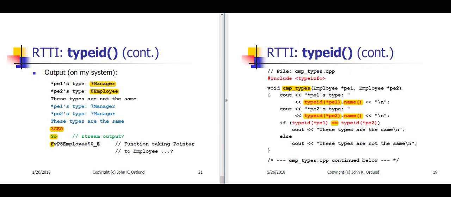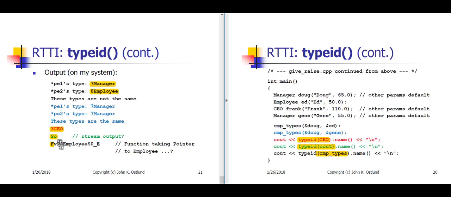Let's see if that's true. Yes, indeed. CMP types returns void. And as its first argument, it's apparently taking a pointer to an employee. Okay, P for pointer, and then 8employee is the name of the class. Now, S0 underscore E, I confess I can't interpret without digging through some documentation. But the bottom line here is that type ID with the name member function will help you get some string representation of the data type of an expression or an object or a type.